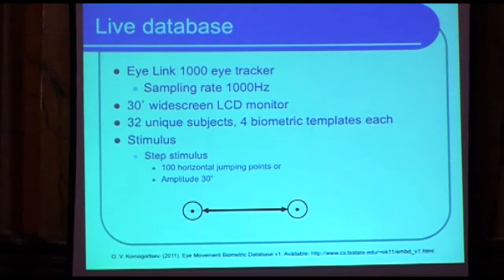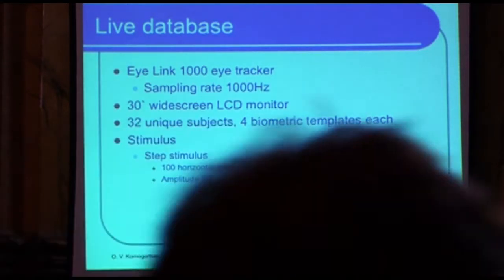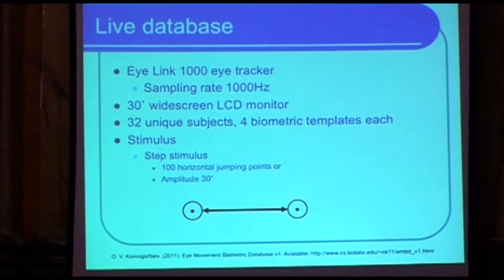In terms of the results, the live database was collected with a very high frequency commercial eye tracking system that is very expensive, $35,000. We collected the samples from 32 subjects, 4 biometric samples per each, that were collected within a 2 week time period. And the stimulus that we presented to the subject was just a jumping dot of light that jumped 100 times.